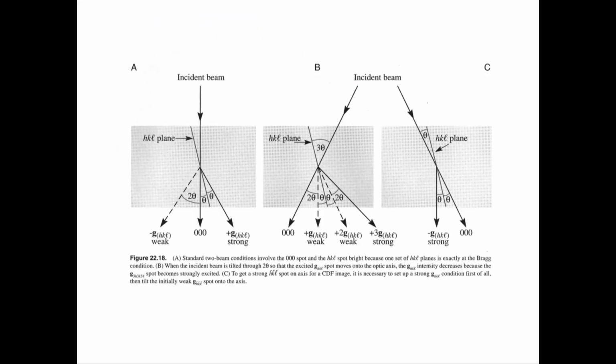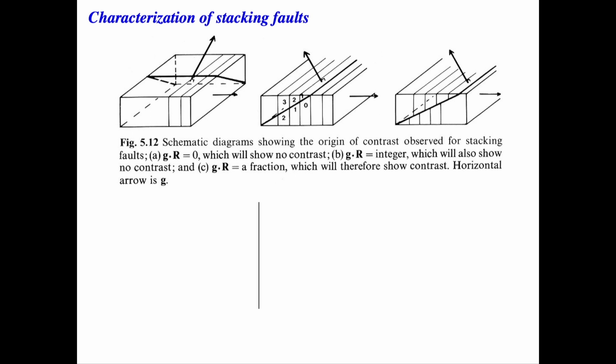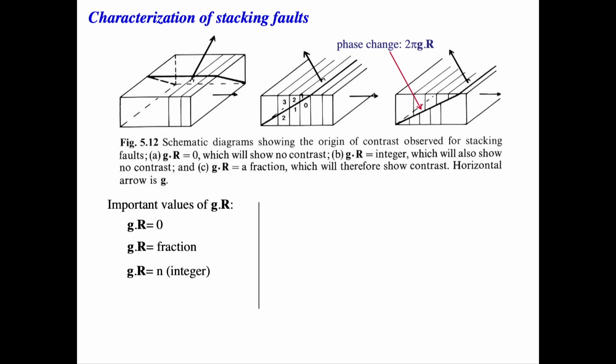And incidentally, that's a large deviation there from the 0, 0, 0, and so the image is highly kinematical and not dynamical. We talked about stacking faults and their contrast, and this phase change 2 pi g dot r. We already had that, you recall, so a number of these things, right? So these are our important values of g dot r. Okay, so 0, a fraction, integer and a half.